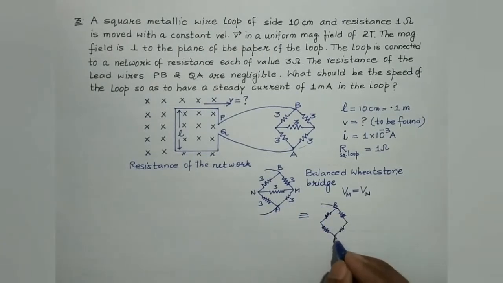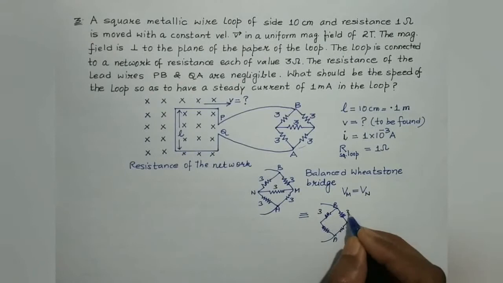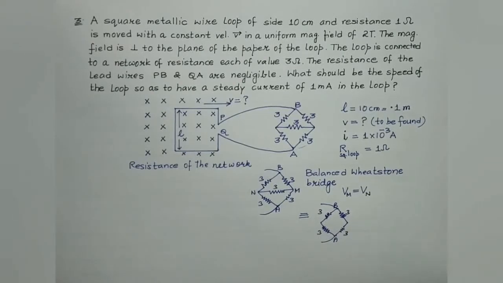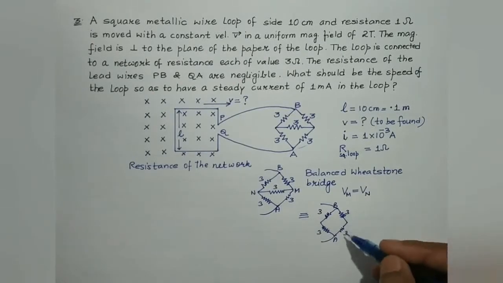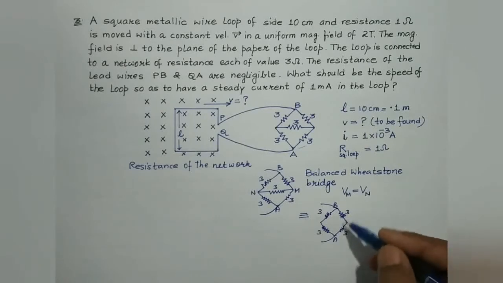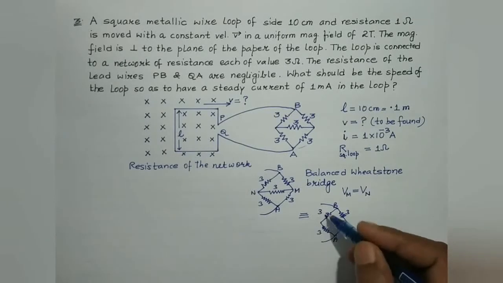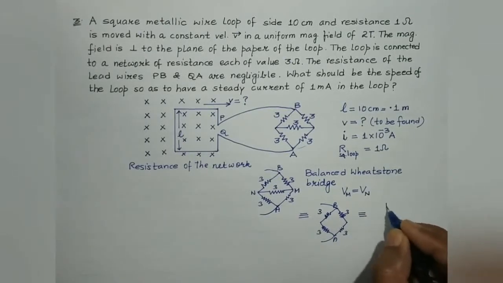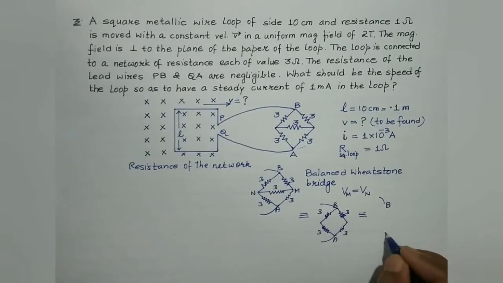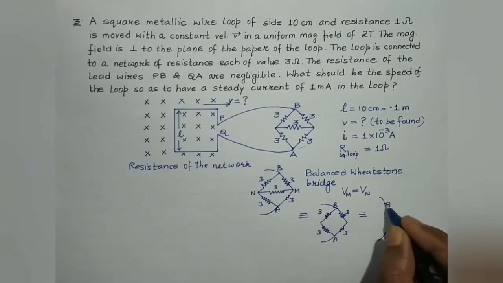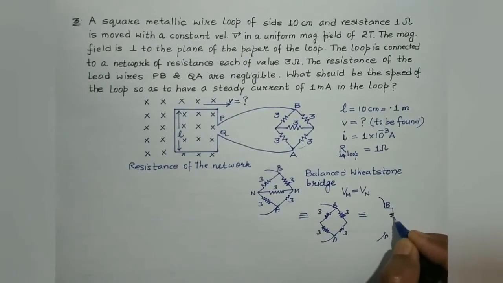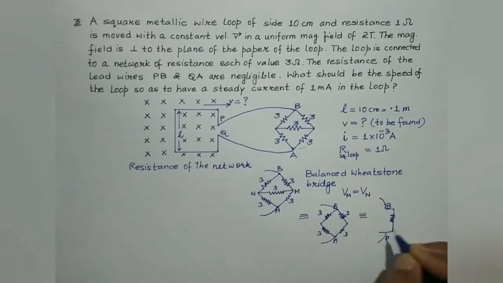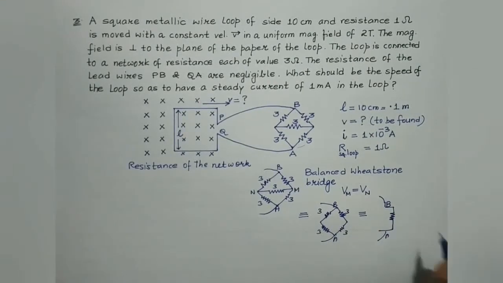So this is it. 3, 3, 3, 3. Now these two are connected in series. 3, 3 will give us 6. These two are connected in series. 3 and 3 will again give us 6. Now it will be like this. 3 and 3, these two are connected in series. Therefore it will give us 6 ohm.